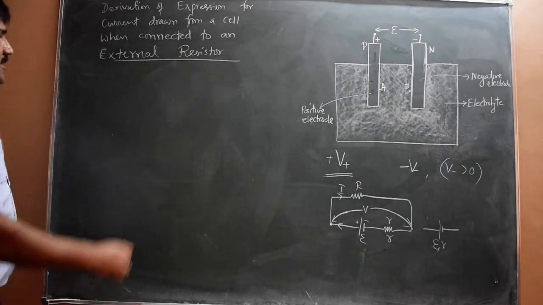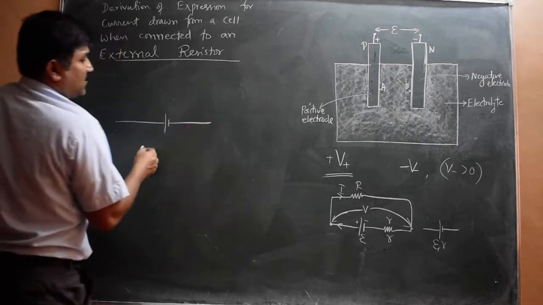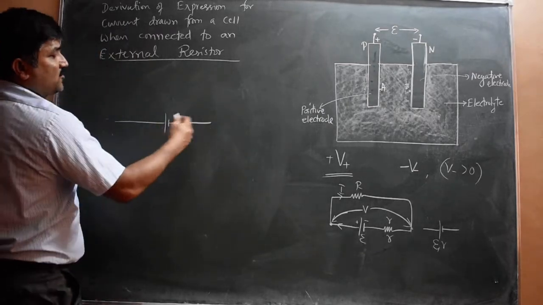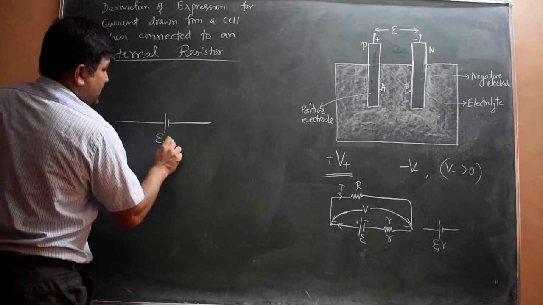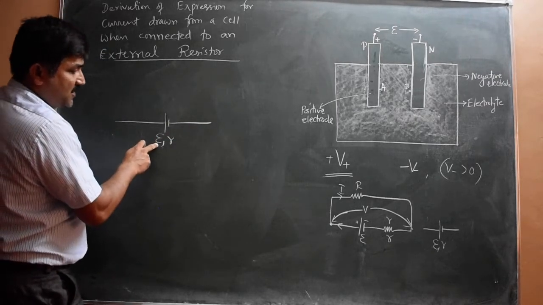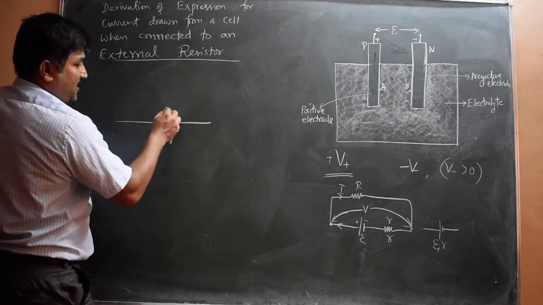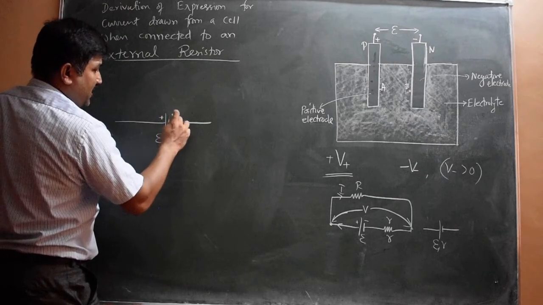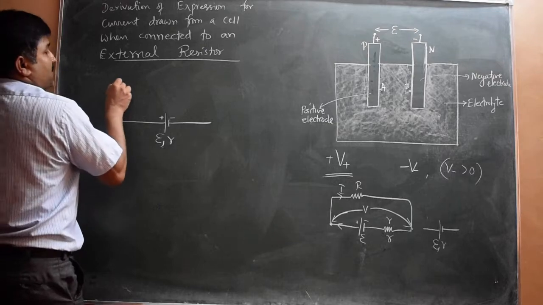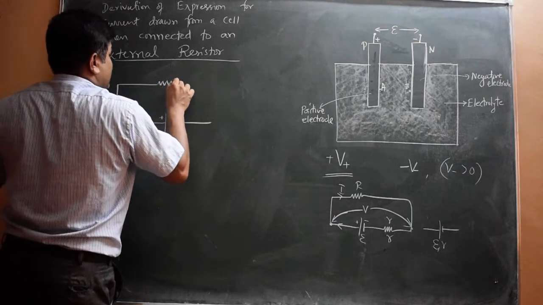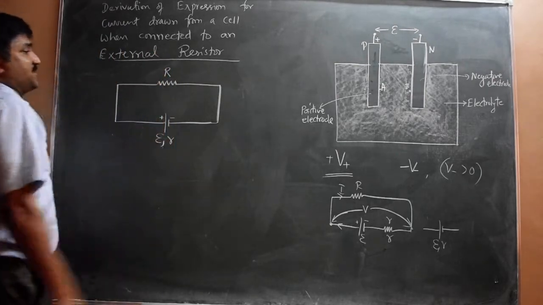Now for this we consider a simple cell. No need to mention the internal resistance outside the cell; we understand that it is there. Consider a cell of EMF epsilon and internal resistance small r, where the longer line is the positive terminal and the short line represents the negative terminal of the cell. And then we connect one external resistor. The zigzag we show is the external resistance.